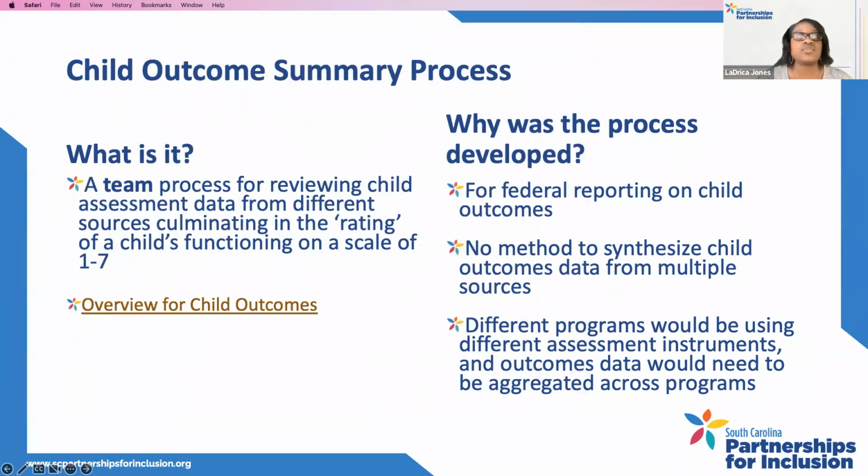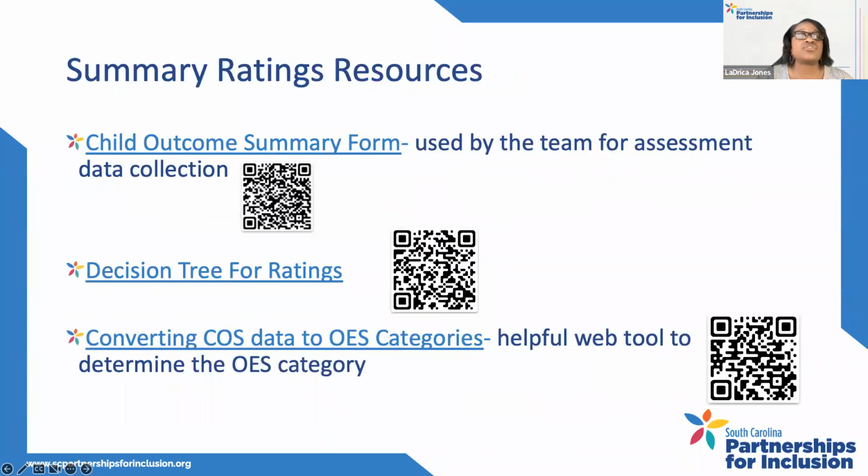All right, let's move on to summary ratings resources. These are different resources that are going to help you in determining indicator 7. This is a lot of information, but this slide really will help you with everything. The first link here is the Child Outcome Summary form. It's the form I just showed you a little while ago. This is used by the team for assessment data collection. You can use that first QR code to access that form.